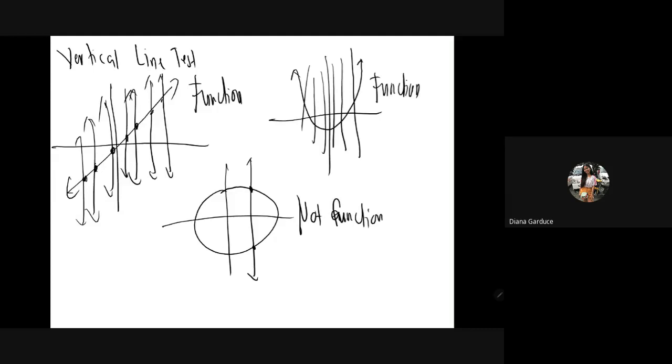Na-refresh na ba tayo? Paano ang pag-determine if the given relation is a function or not a function? So silence means you understand the lesson.